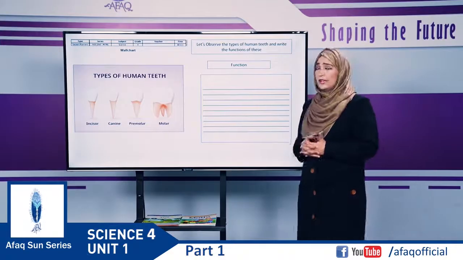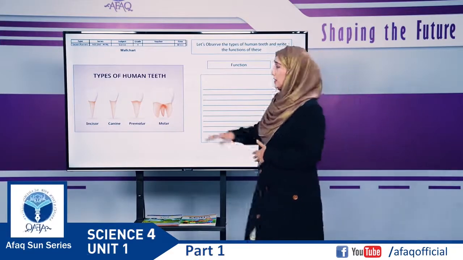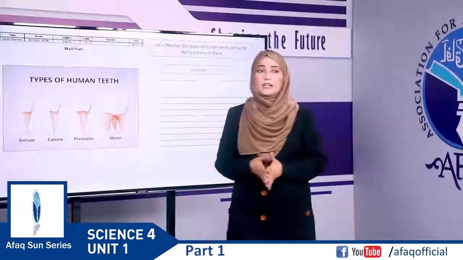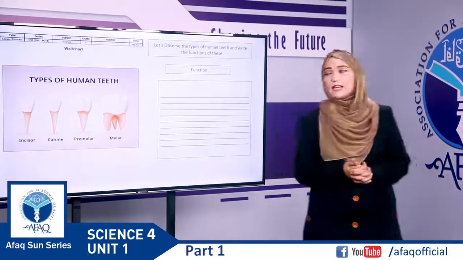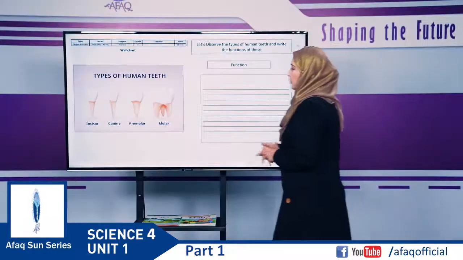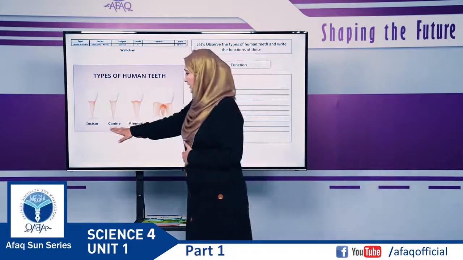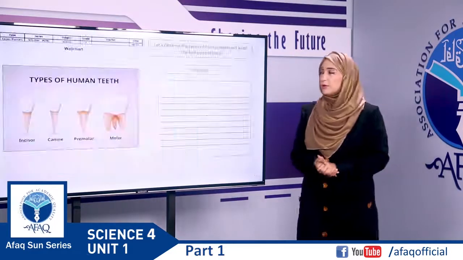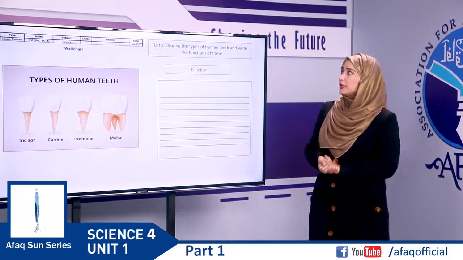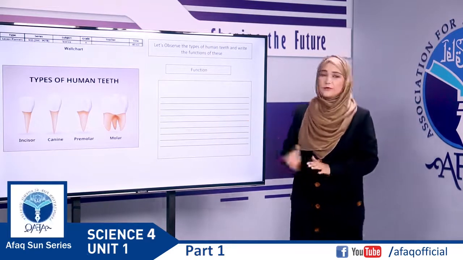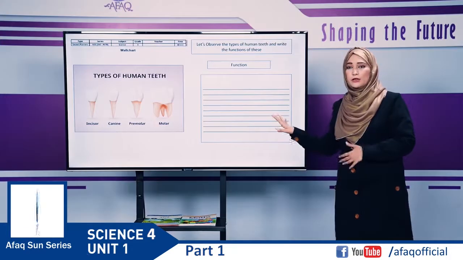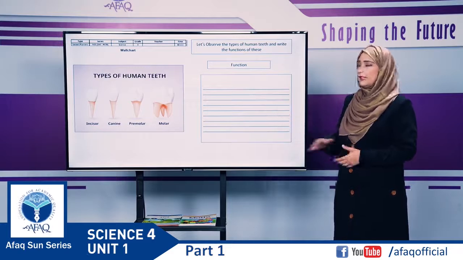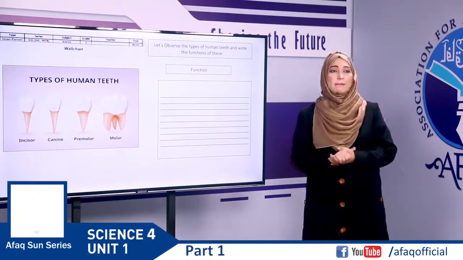So do you know that in humans there are 4 types of teeth. They are used for tearing, chewing and grinding the food. The first one is incisor, then canine, premolars and molars. Now what you have to do is observe human teeth and write down their functions here. Pause the video here and write down the function of the teeth and show it to your teachers and parents.